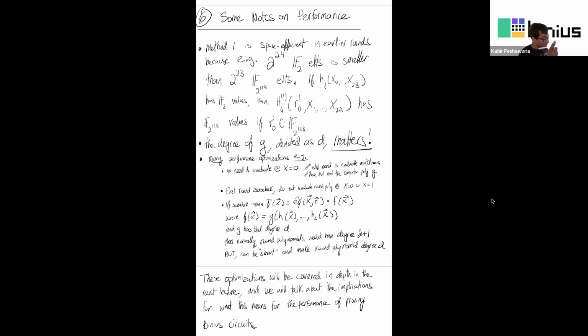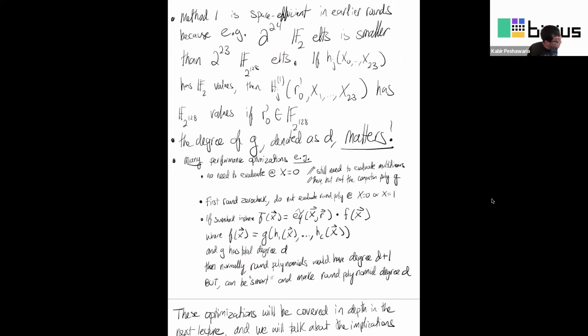There are many performance optimizations. I'm just going to list them. I'm not going to explain them. You don't actually need to evaluate x at x equals 0, ever. For the first round of Zerocheck, you also don't need to evaluate at x equals 1.